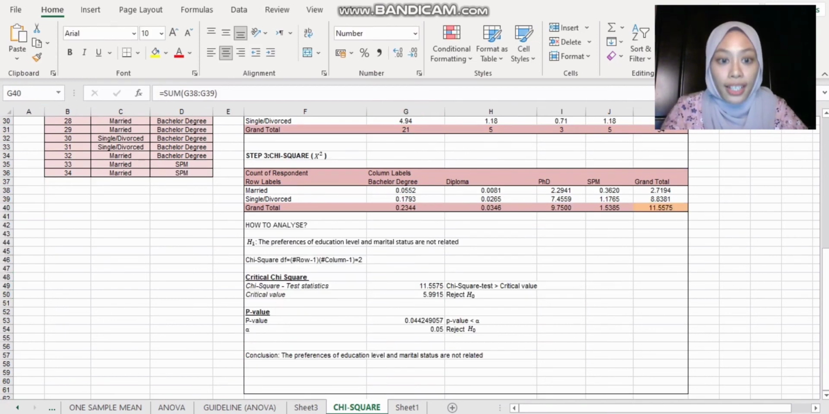So now, how to analyze? We will see the alternative hypothesis, which is that education level and marital status are not related. So we'll compare the chi-square with the critical value. Since the chi-square is more than the critical value, we have to reject the null hypothesis. So I make the conclusion that education level and marital status are related.